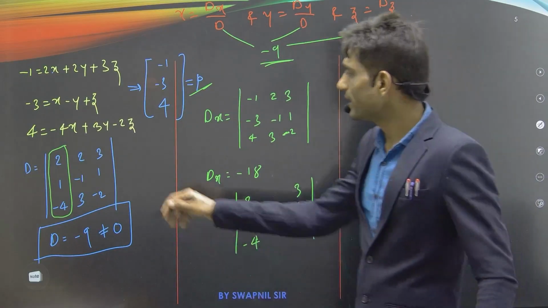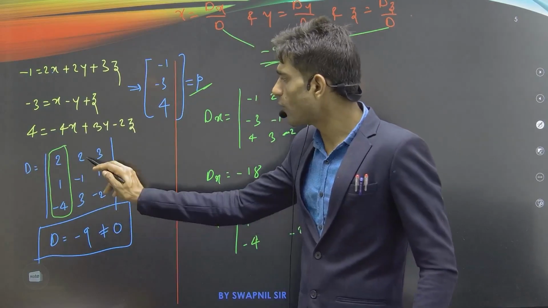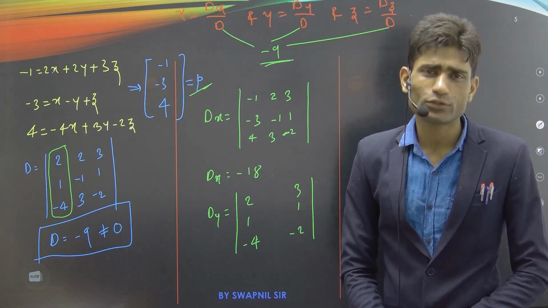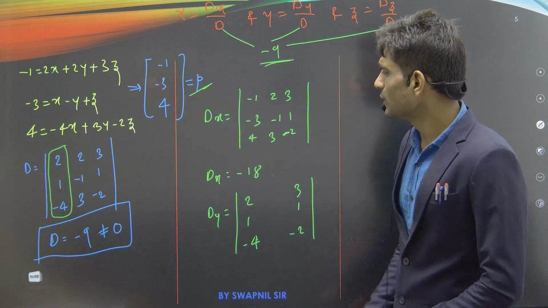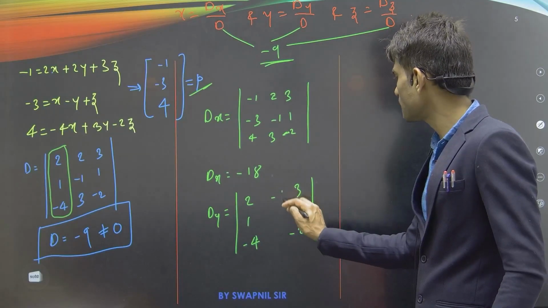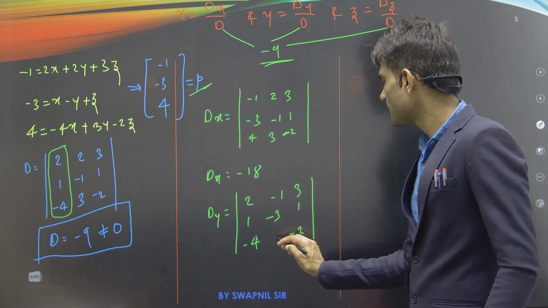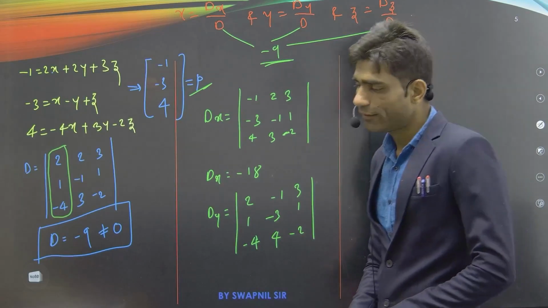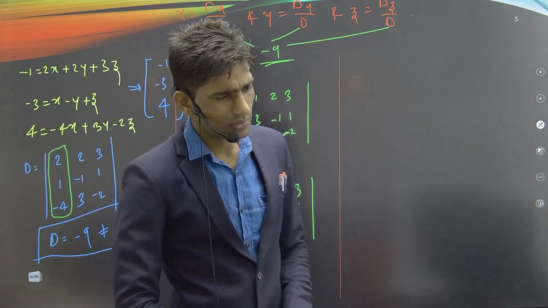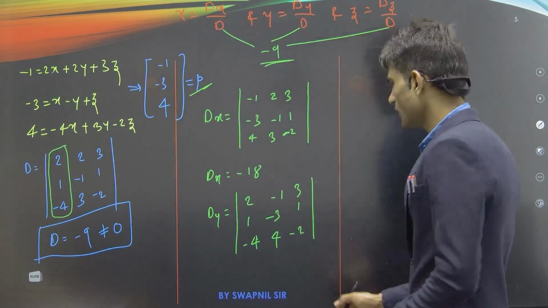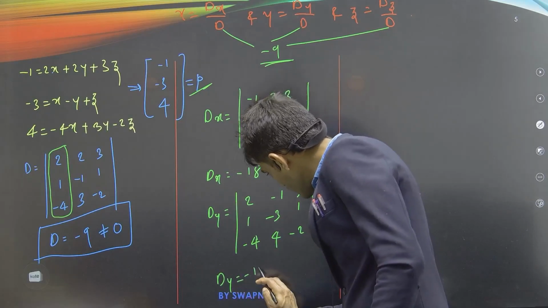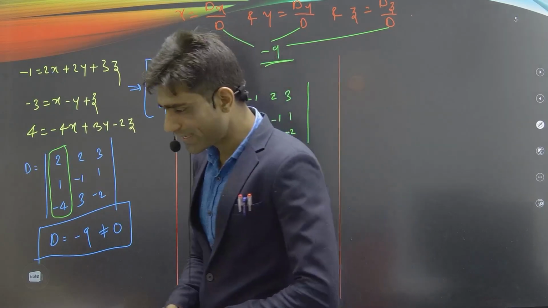Now in the place of the variable y, these are the columns. The second column is completely the coefficient of y, so for dy replace it with p, so we replace it with -1, -3 and 4. If you find the value, you will get the answer for dy, which is also -18.